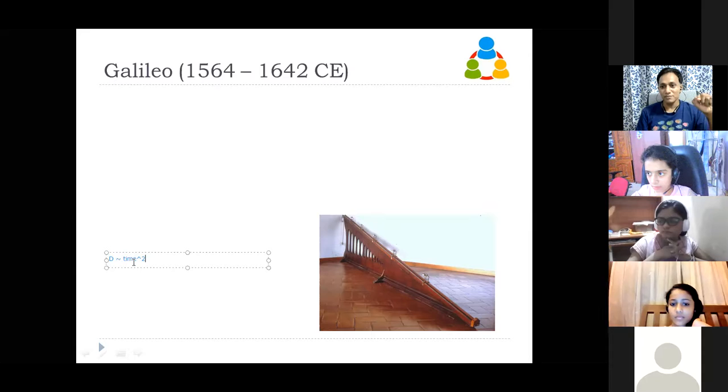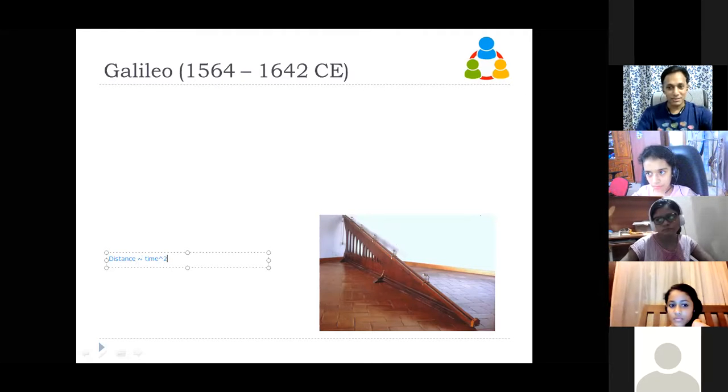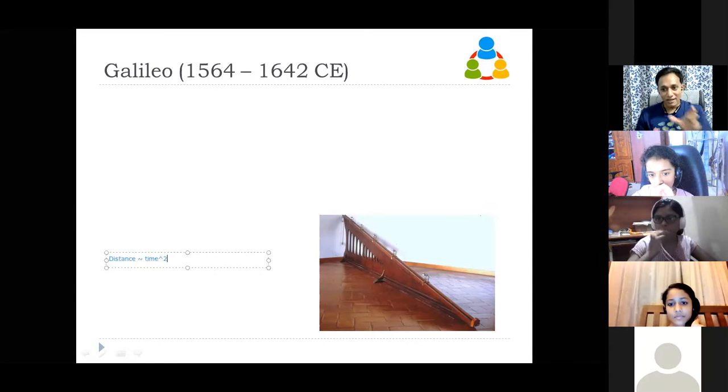Now comes the brilliance. The brilliance is, time square is time into time, right? So he wants to see, if distance is proportional to time square, then what is proportional to time? Time square is proportional to distance. What is proportional to time? He wants to get time is proportional to what?